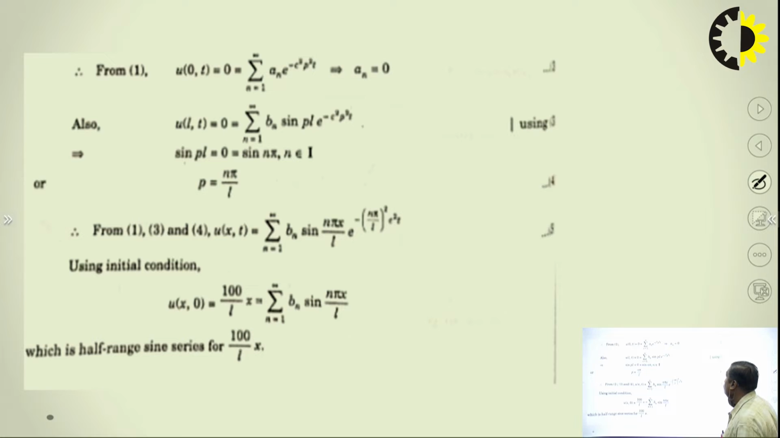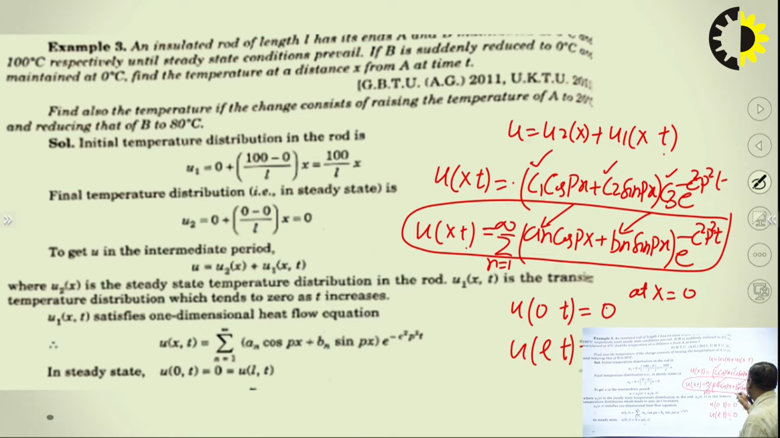Now the appropriate conditions are applied to our solution. Taking x equal to 0 in this equation, U(0,t), which is given as 0, is equal to cos 0 equal to 1 and sin 0 equal to 0, so it becomes an. By implication, an is equal to 0. We have used the condition U(0,t) equal to 0, which implies an is equal to 0.